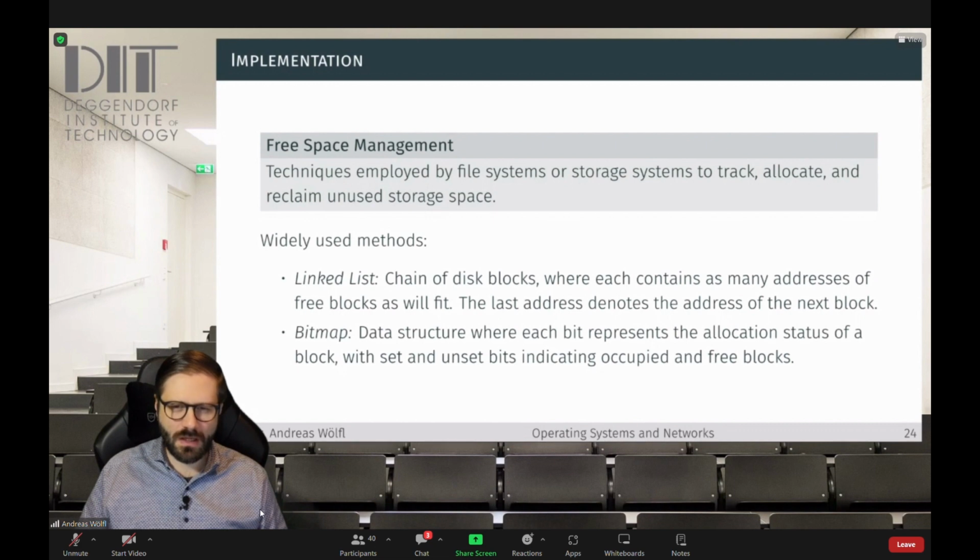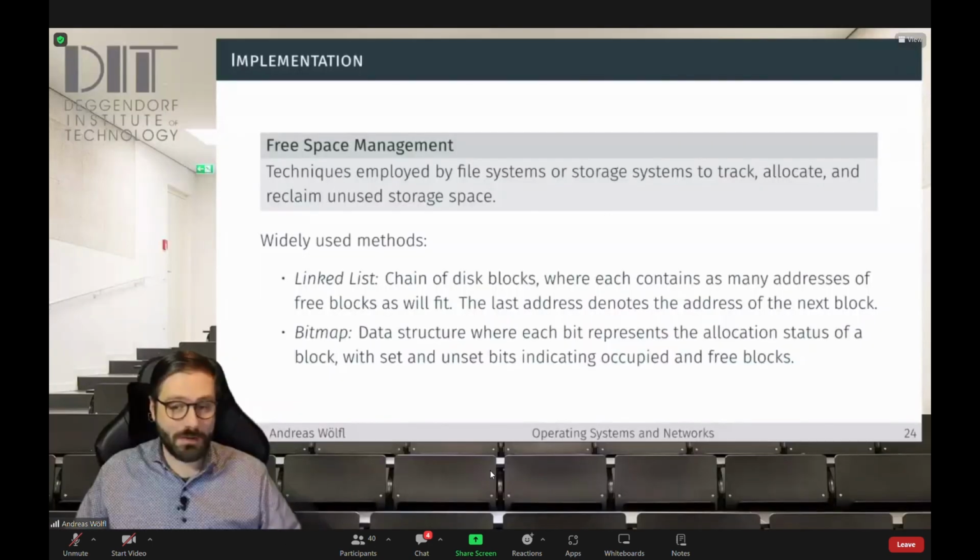Otherwise, there are two methods with which you can do free space management. A little bit suspicious. You still can see and hear me, right? Yes, everything's okay. Because everything is shutting down around me. You can still see and hear me. Okay, perfect.